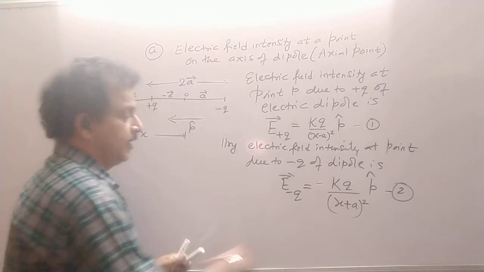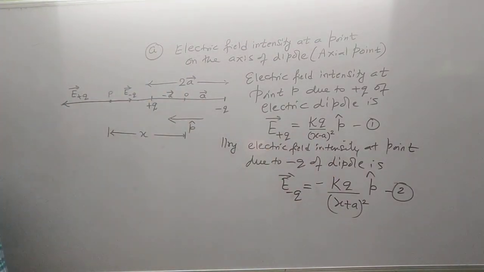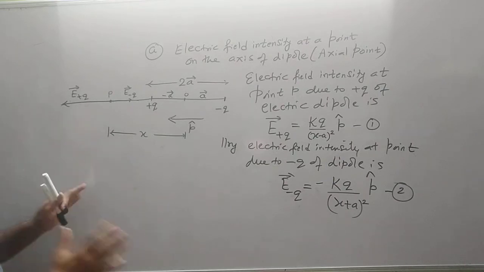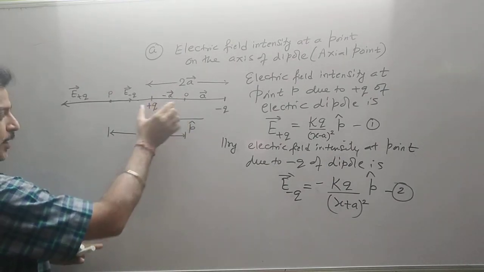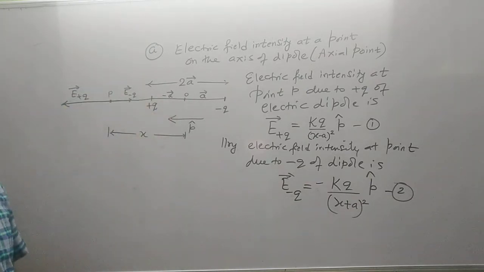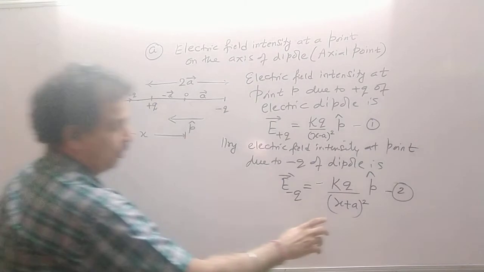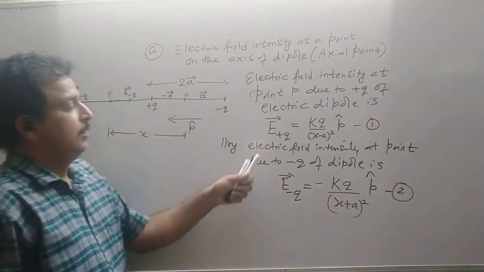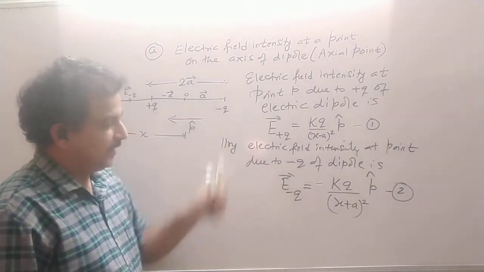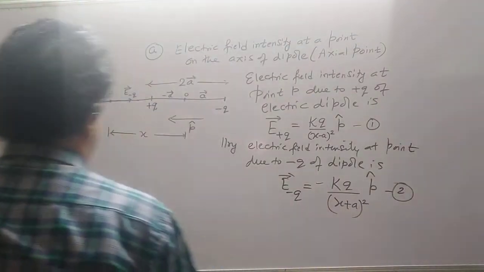We are taking the distance only, so I am not considering this minus A or plus A sign. Simply I am finding the distance. This distance is suppose 5 meter. This distance is 2 meter. So this distance becomes 3 meter. Similarly, this is 5 meter. This is 2 meter. So resultant becomes 7 meter. So these are the two electric field intensities because we have two charges in a system.